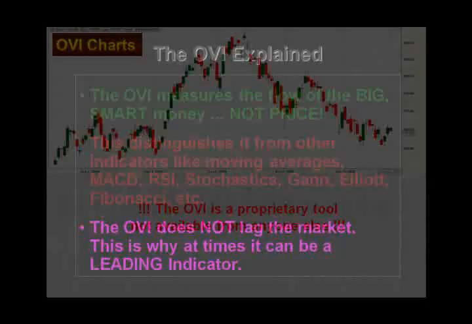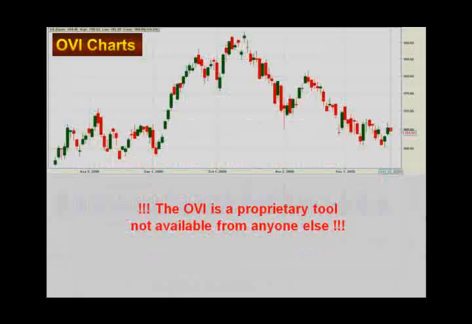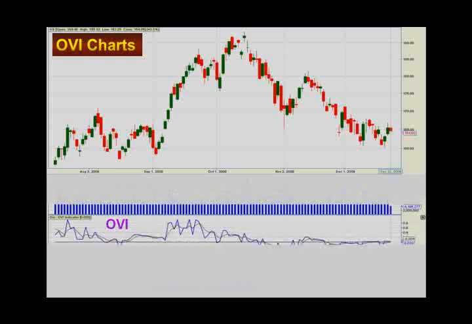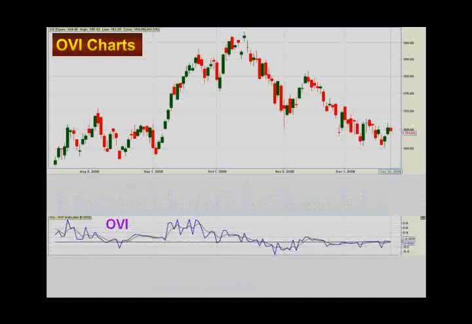So let's now have a look at it. The OVI presents itself in a chart. This is a price chart, so on the top area of the chart you can see the prices going up and down. Each bar here represents one day. Again, the OVI is a proprietary tool not available from anyone else. Underneath the chart we have volume as normal. I'd like to have this colored, but at the moment we can't do that. Underneath that, we have the OVI. I'll come back to this in depth a bit later. As you'll see, there are two lines, a blue line and a red line, and I'll explain all that in a few minutes.